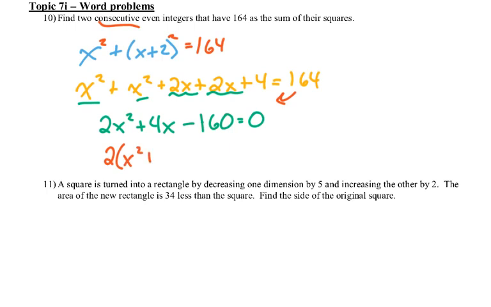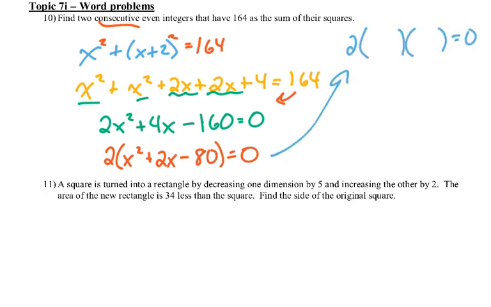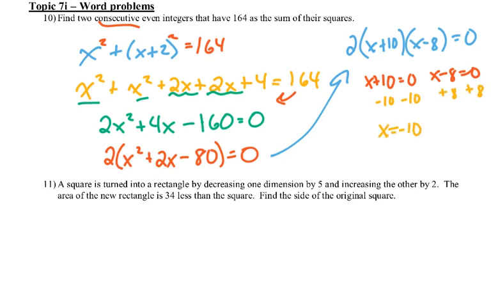So I've got a 2 on the outside plus a 2x minus 80. And now I want to think, if I factor this trinomial, then I need two things that multiply to be negative 80 and add to be positive 2. So I'm thinking 8 and 10 with a positive 10 and a minus 8. And then using our zero product property, remember that from 2 classes ago, the zero product property says I can set each one equal to 0. So x equals negative 10 and x equals positive 8.